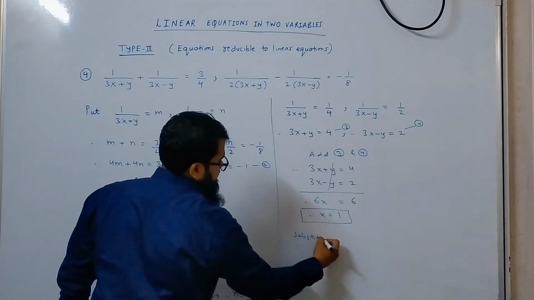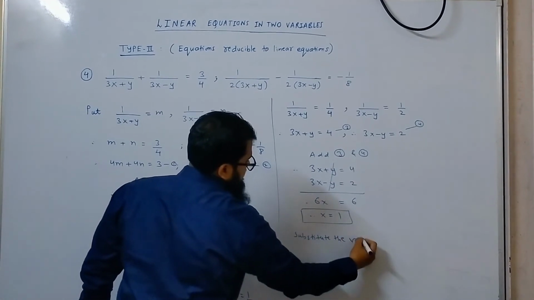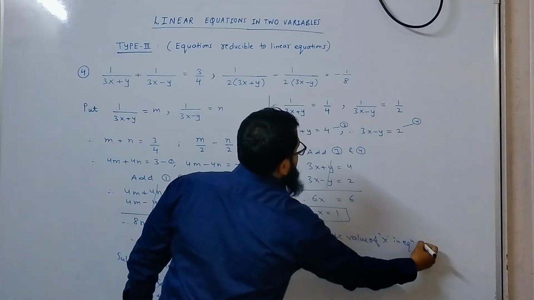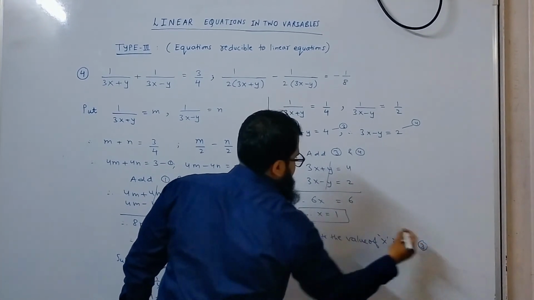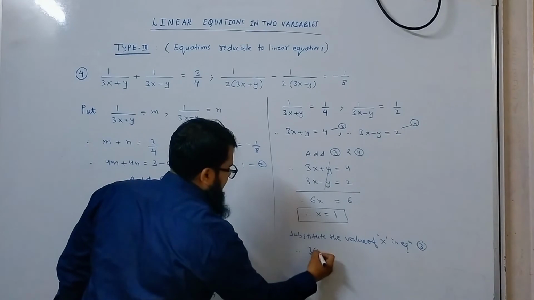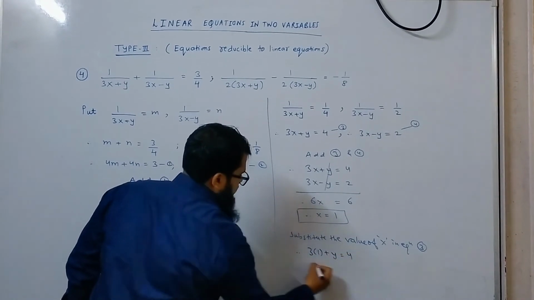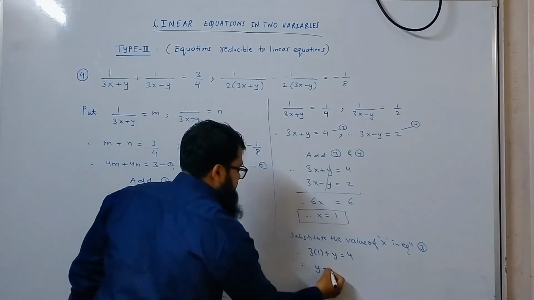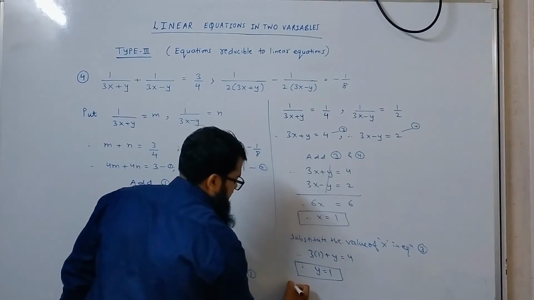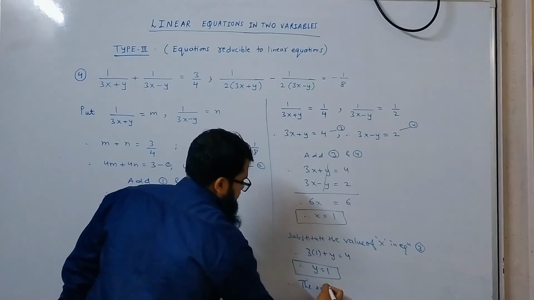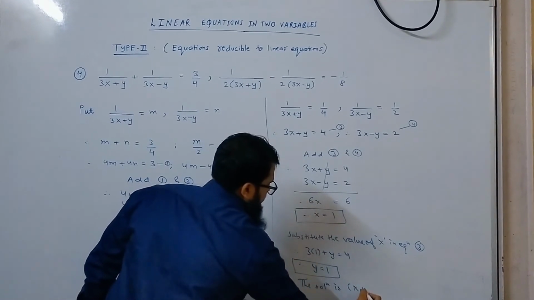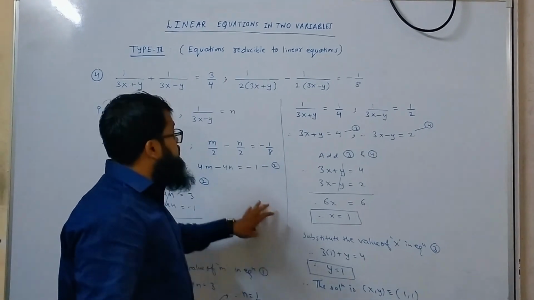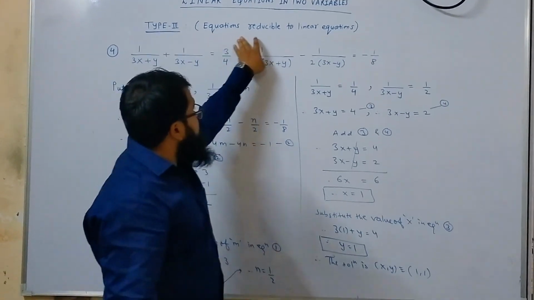Substitute the value of x in equation 3. Therefore 3 times 1 plus y equals 4. Therefore y becomes 4 minus 3, which is 1. Therefore the solution is x comma y corresponds to 1 comma 1. Have you understood this type of equations, reducible to linear equations?